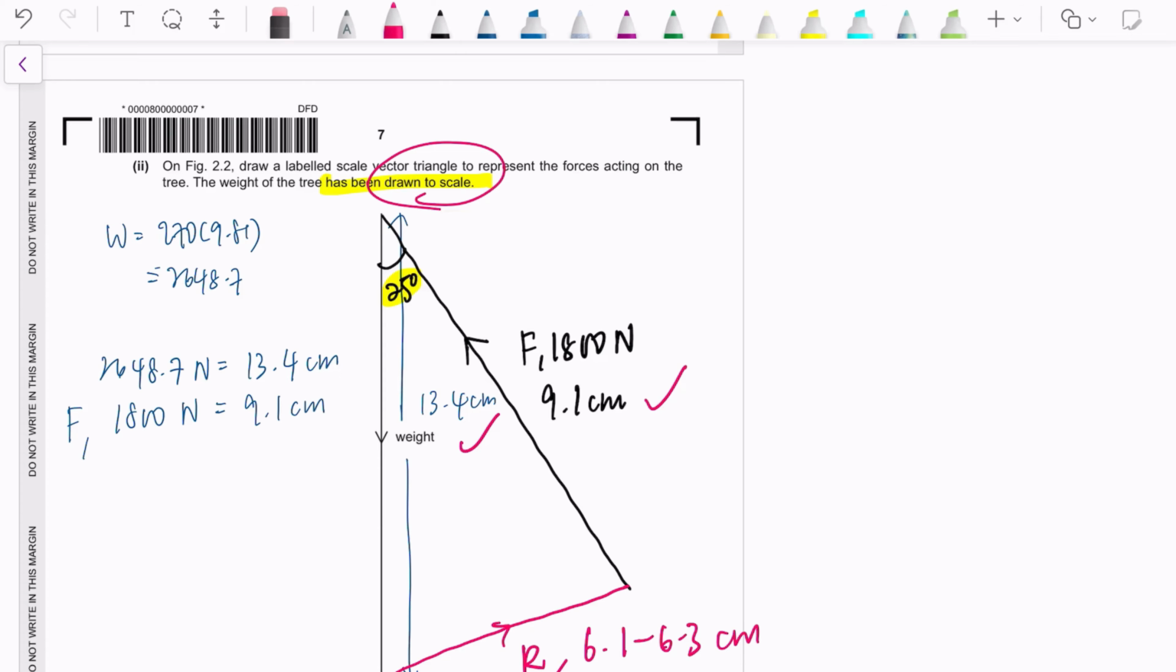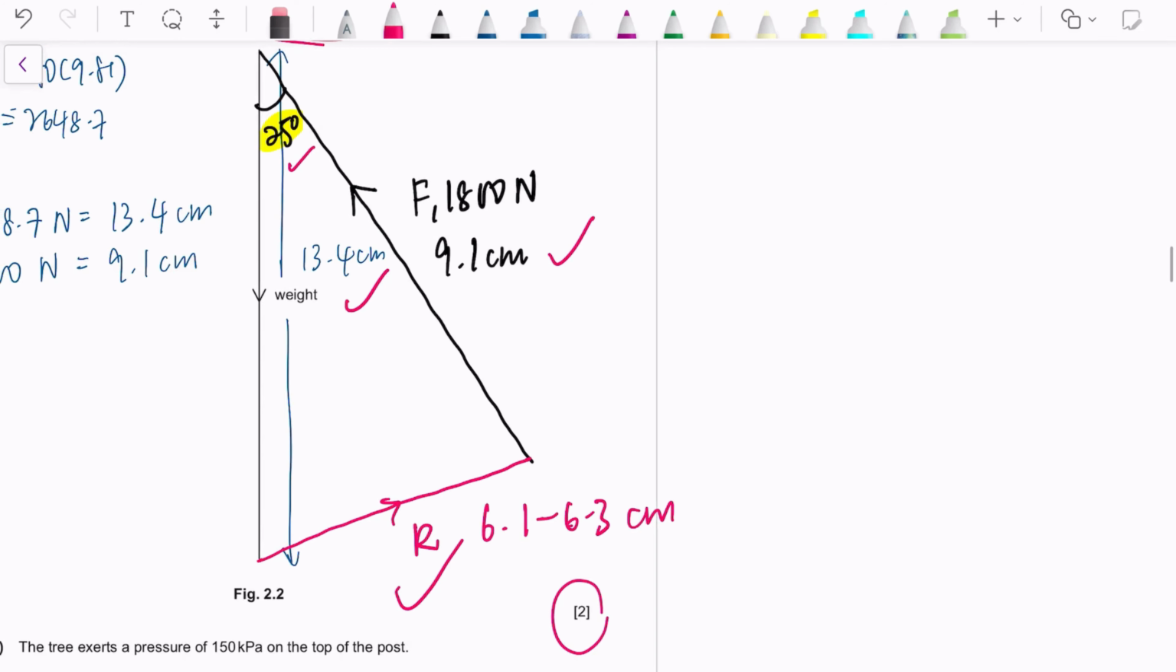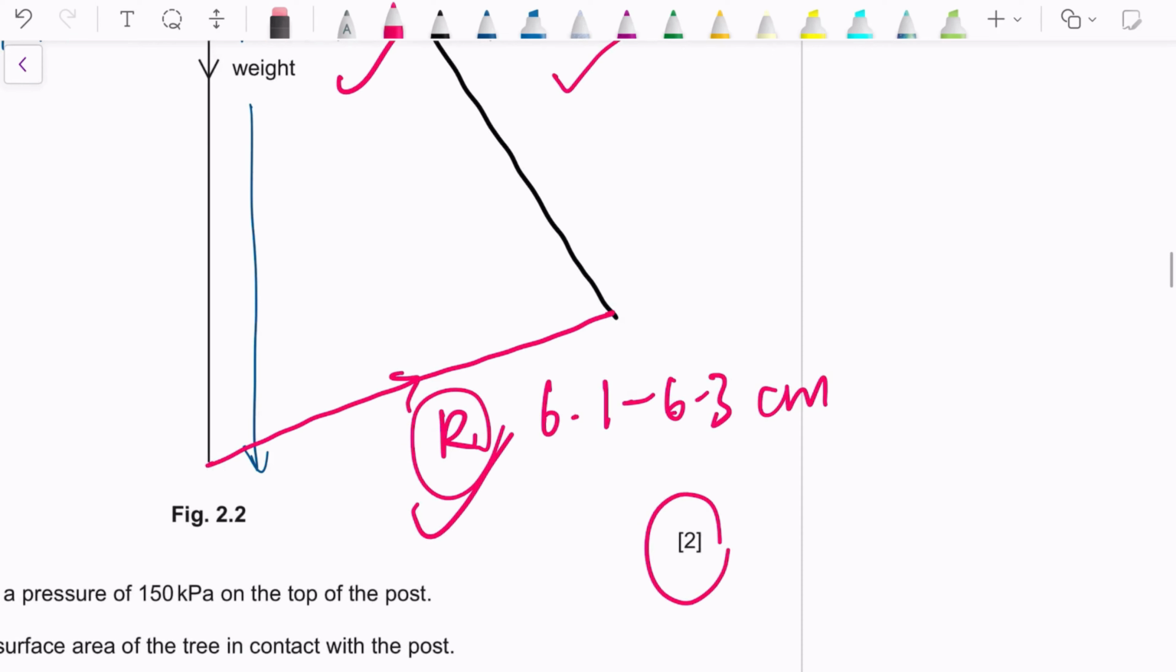Okay, so make sure you label the 25 degrees and your forces. You want to label 9.1 cm, sure, no problem. But for this one, make sure you put one value. Let's say you measure and you got 6.1 cm. Just write 6.1 cm. That's it. Don't write 6.1 to 6.3.